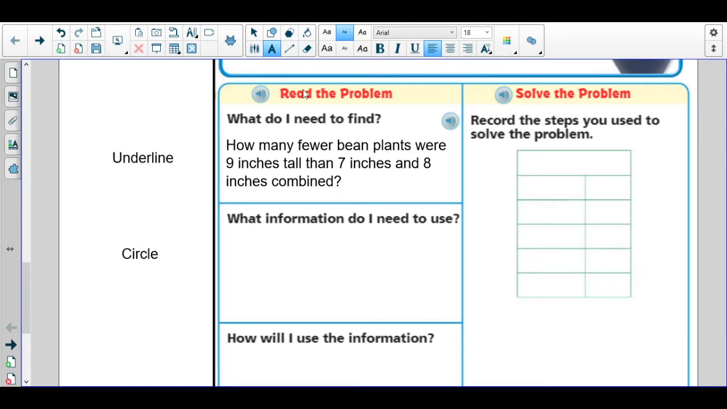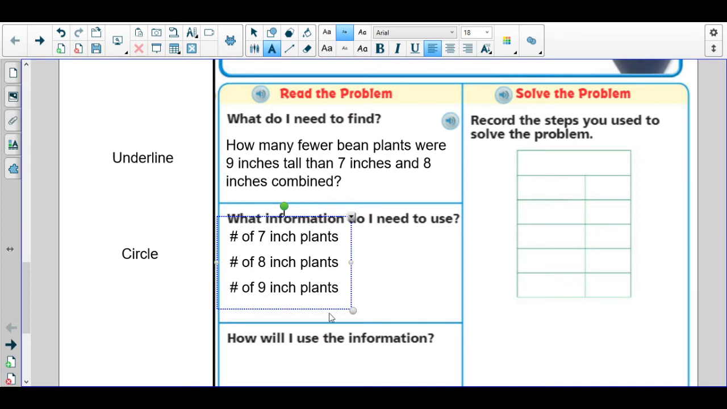Right here, we would need to know the number of 7-inch plants, the number of 8-inch plants, and we would need to know the number of 9-inch plants. And how will I use this information?